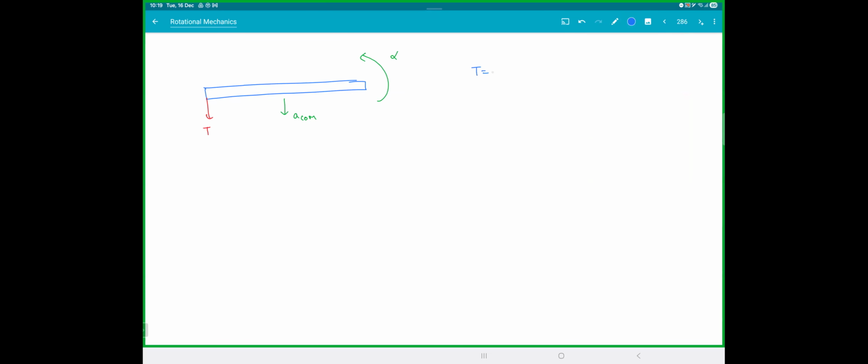So T is equal to 2M aCOM. And torque about center of mass will be T into L. Remember, this distance is L. That is equal to I center of mass, which is 2M, 2L whole square by 12, alpha. So that would be 2ML square by 3 alpha.